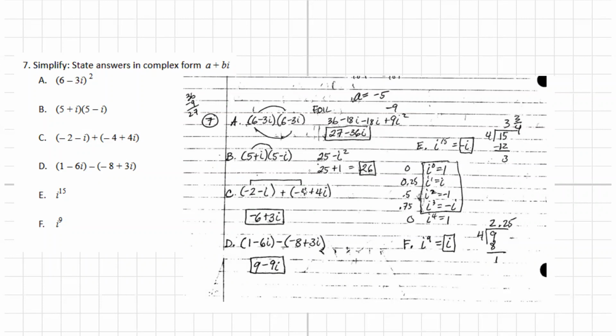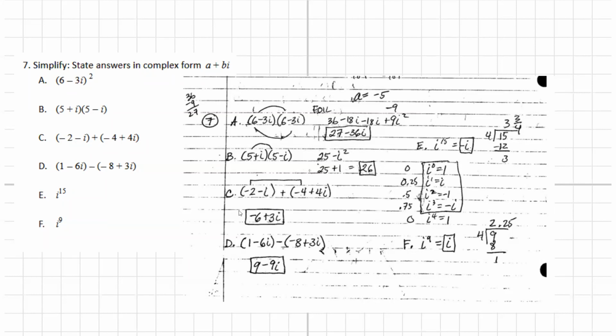For part C, this is a simple addition problem because there's a plus in between the two parentheses, so you just add the like terms. So -2 plus -4 is -6. -i plus +4i is +3i. So we just combine like terms. Show me that you're combining like terms. Show some work, please. And there's your answer.